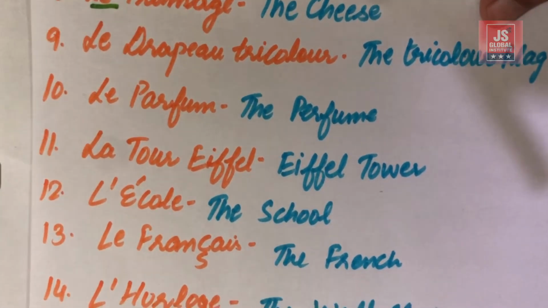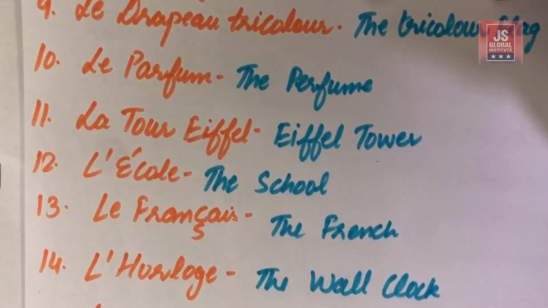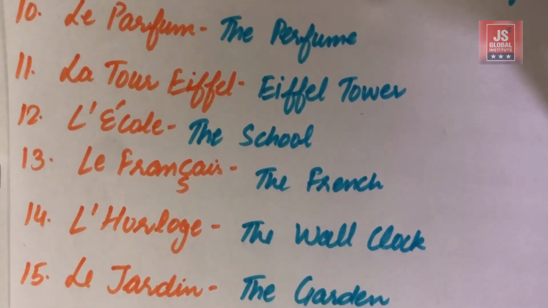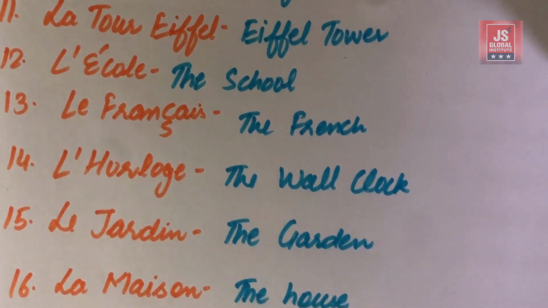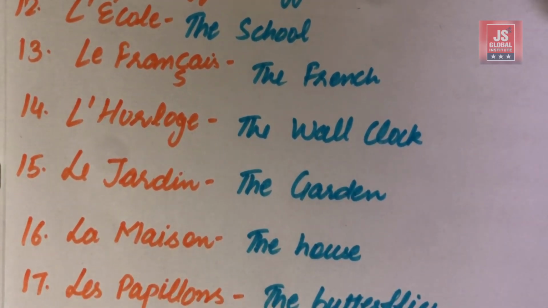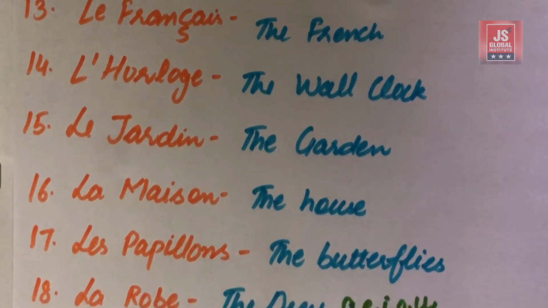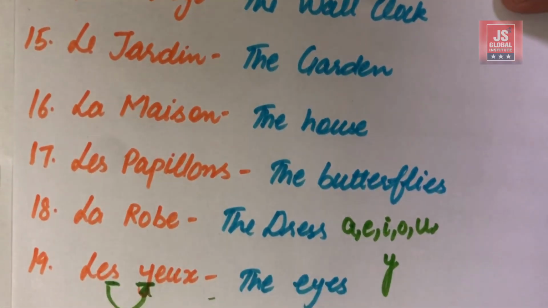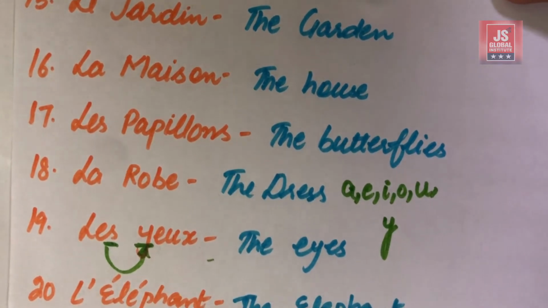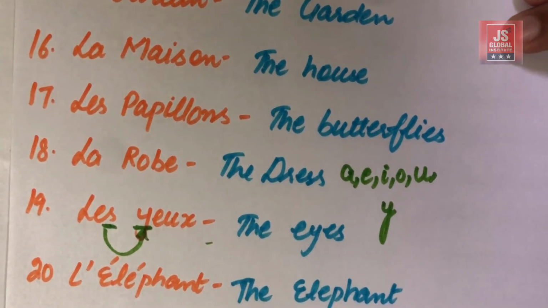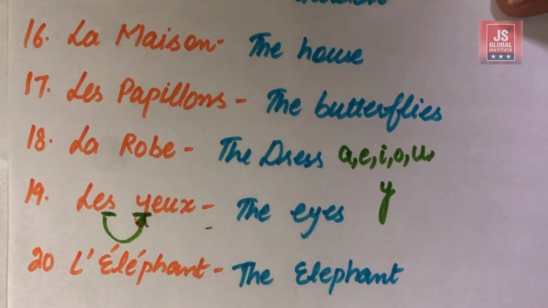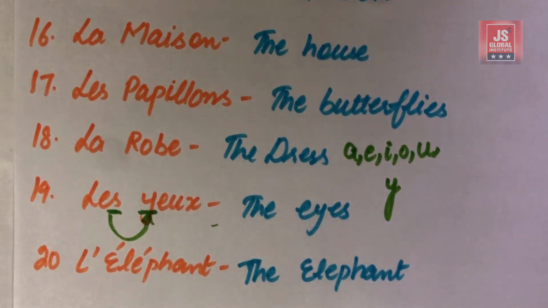And the next is le fromage, that is cheese, le drapeau tricolore, that is the tricolor flag of France. Next is le parfum, that is perfume. Next is la tour Eiffel, that is the Eiffel Tower, l'école, school, le français, that is French, l'horloge, that is the wall clock, le jardin, that is garden, la maison, that is house, les papillons, that is butterflies, la robe, that is dress, les yeux, that is eyes, and l'éléphant, that is actually the elephant.